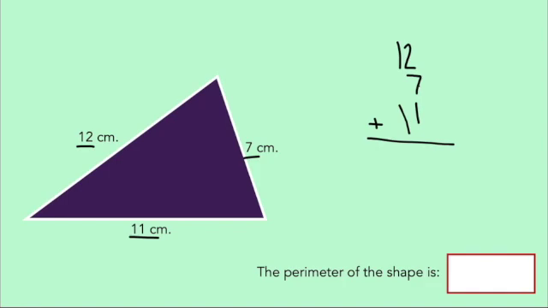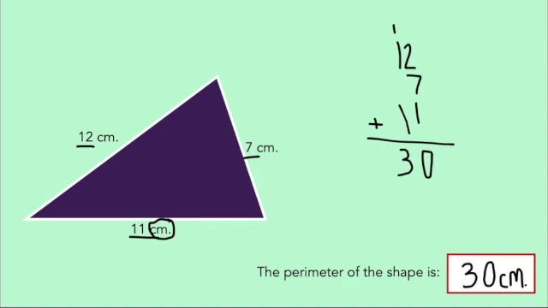So I'm going to add these up. 1 plus 7 is 8, and 8 plus 2 is 10. So I'm going to put a 0 down, carry my 1, 1, 2, 3. So my perimeter is 30. So the perimeter of this shape is 30, and we cannot forget our units. So I'm going to go back and look at the measurements, and our units are centimeters. So my perimeter of this shape is 30 centimeters.